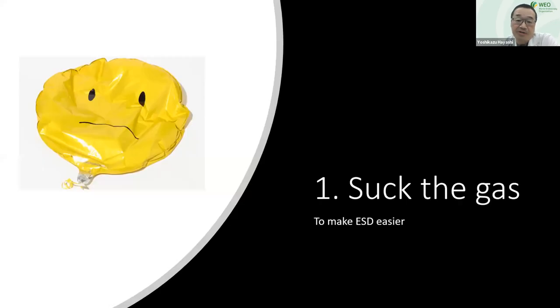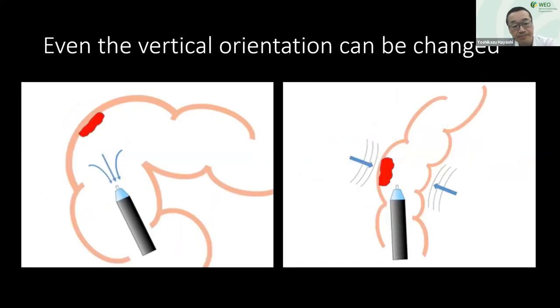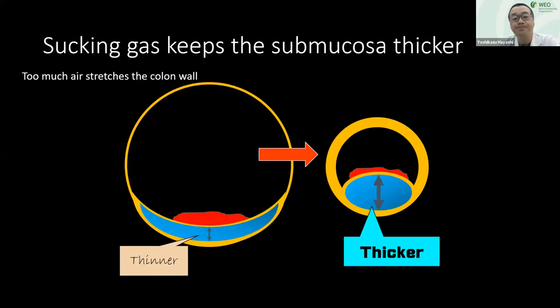The first is suck the gas to make ESD easier. Sucking gas makes the wall tangential. Even if the region is located behind the crescent fold, it can be changed to a horizontal one after sucking gas. Even the vertical orientation can be changed. So look at this right-left picture. Even if the region is on a vertical wall, after sucking gas we change it to a horizontal orientation.